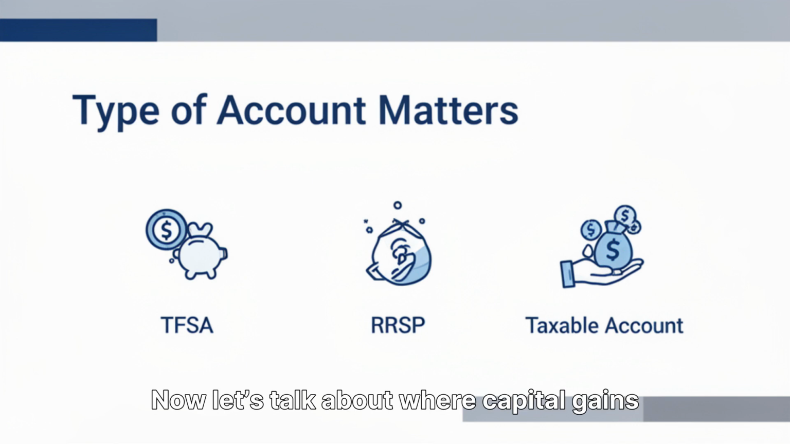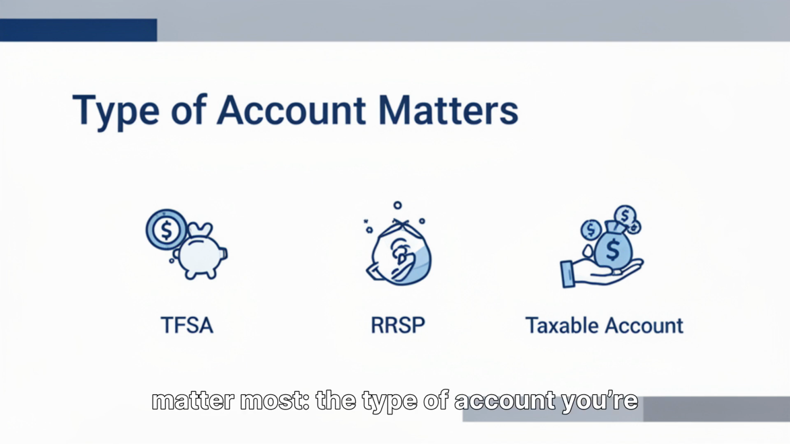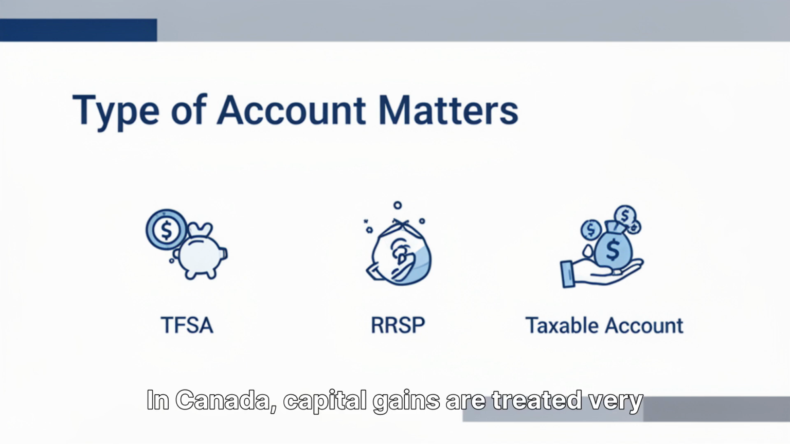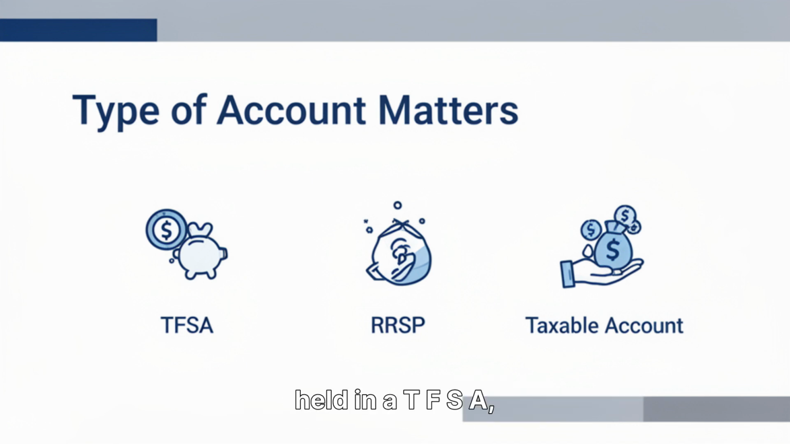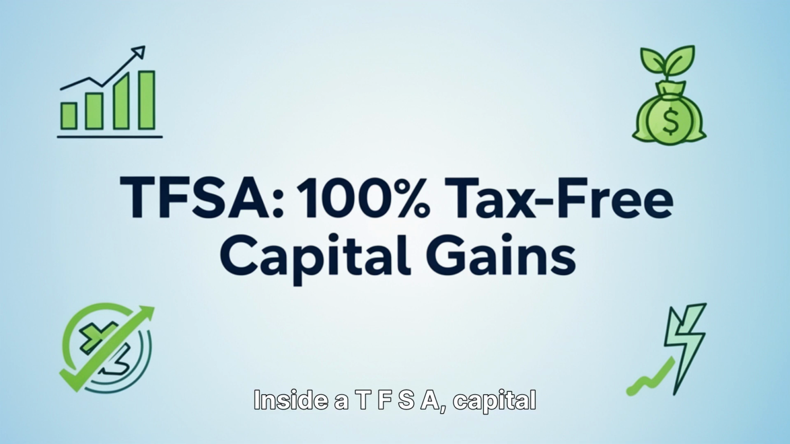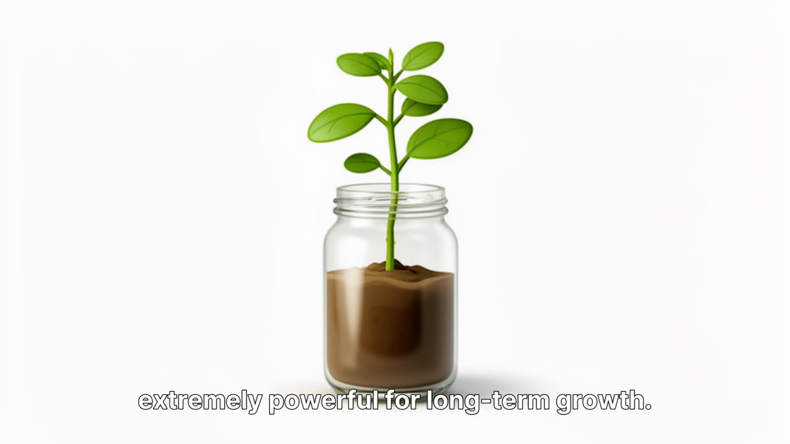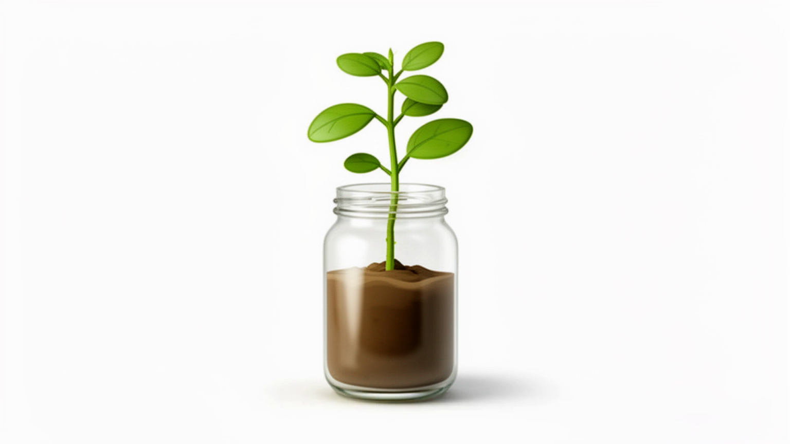Now let's talk about where capital gains matter most, the type of account you're using. In Canada, capital gains are treated very differently depending on whether the investment is held in a TFSA, an RRSP, or a taxable account. Inside a TFSA, capital gains are completely tax-free. If you buy an investment in a TFSA, it grows, and you sell it at a profit, you pay no capital gains tax at all. This makes the TFSA extremely powerful for long-term growth.